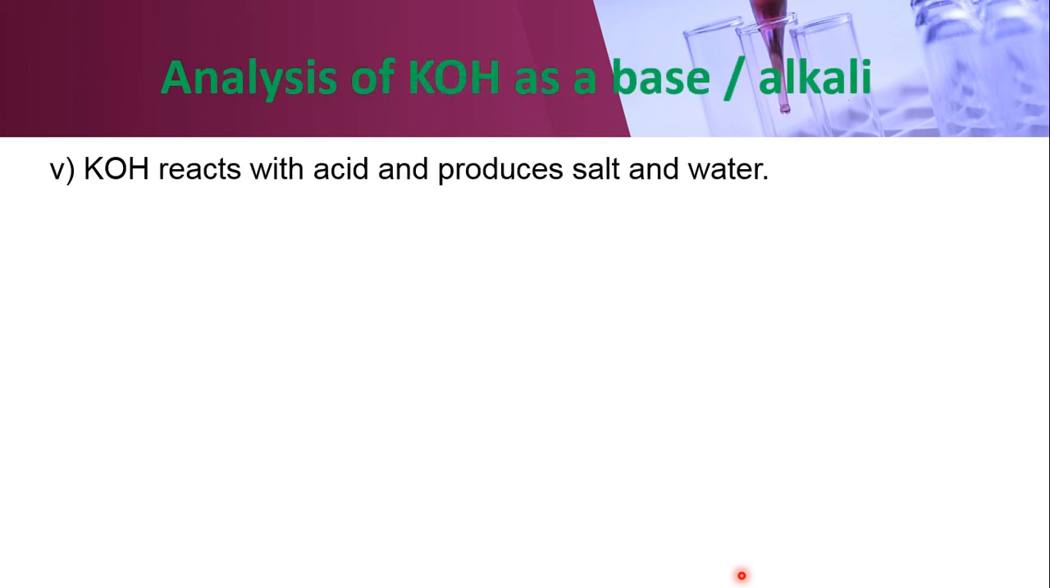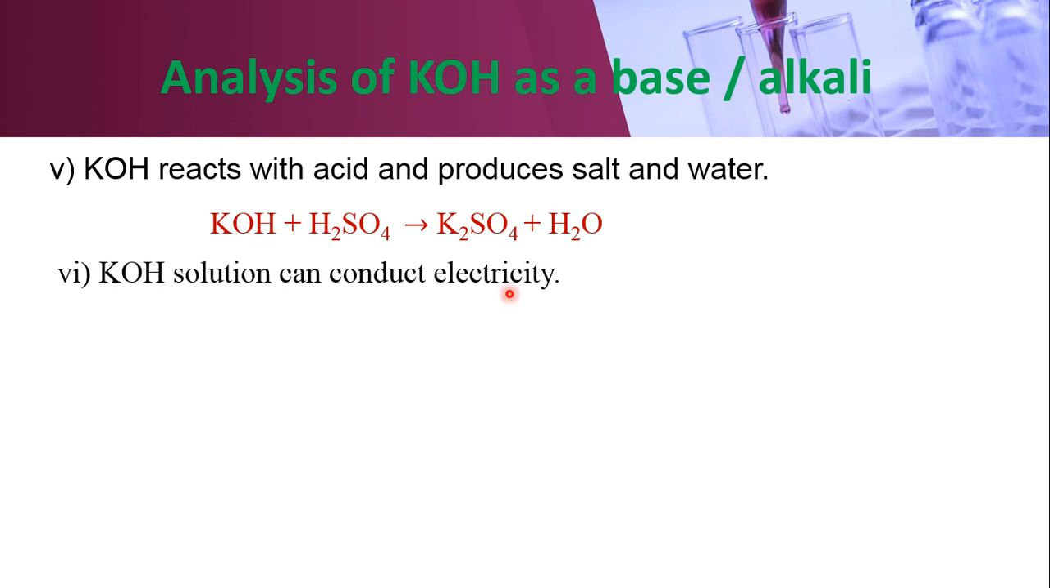Some more properties of potassium hydroxide are: potassium hydroxide also reacts with acid and produces salt and water. Here, potassium hydroxide reacts with sulfuric acid and they produce potassium sulfate salt and water. Potassium hydroxide solution can conduct electricity.